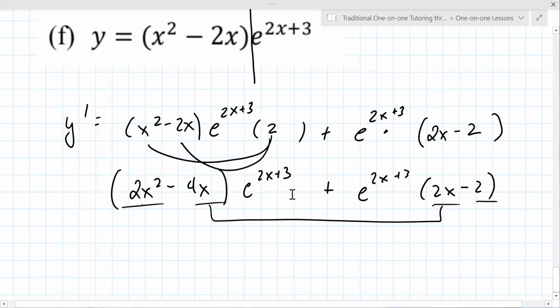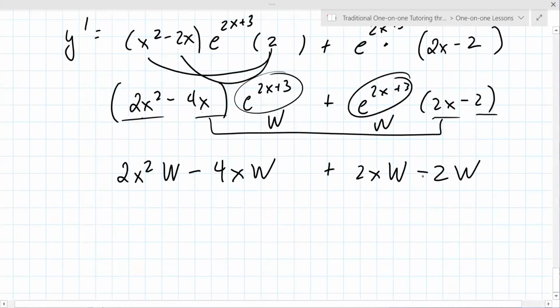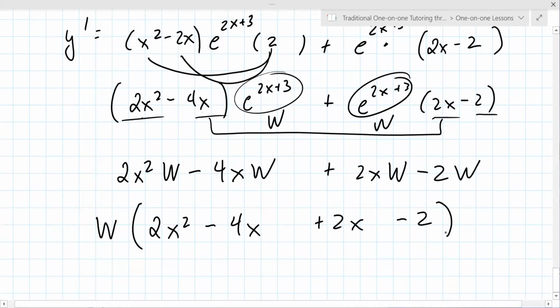Sure. So consider this thing right here to just be like W, and this is W. If you were to multiply that, it would be 2x squared W minus 4x W plus 2x W, that's here, minus 2W. And then the W is in all of them. Do you see that? So the W comes out and it's 2x squared minus 4x plus 2x minus 2. And then you're like, oh yeah, I can combine these.